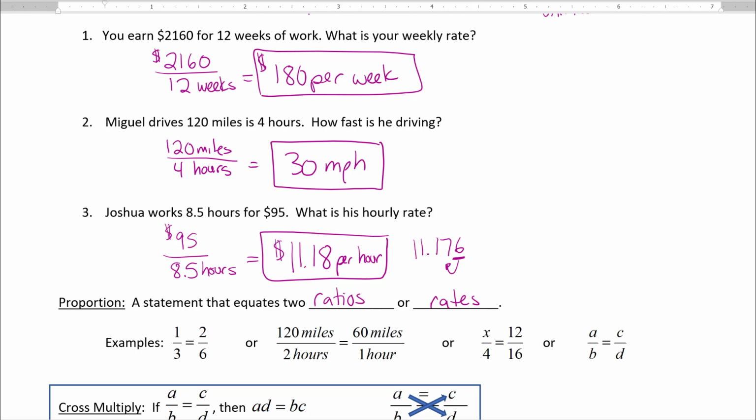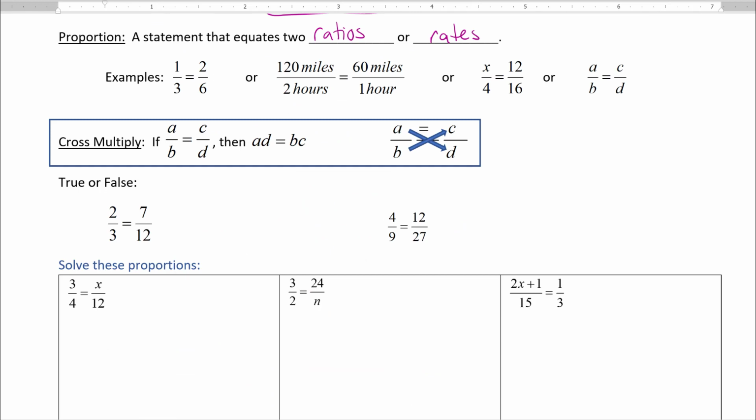Or even if they're all variables, a over b equals c over d is also a proportion. Now we're going to learn how to solve proportions. When you're solving proportions, we're going to use something called cross multiply. So let's say you have a proportion A over B equals C over D.